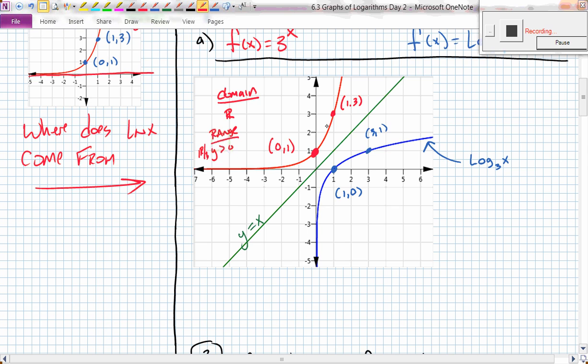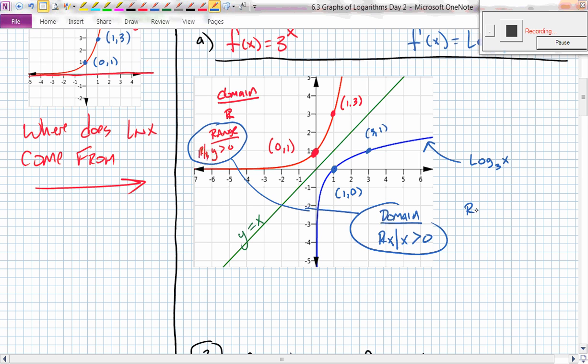Because if you're saying not equal to 0, you're implying negative numbers as well. Oh, okay. Now, take a look at my blue graph. What is the domain of my blue graph? All real x such that x is greater than 0. Does anybody notice that the range of my exponential now becomes the domain of my inverse? The range of my exponential function now becomes the domain of my log function.